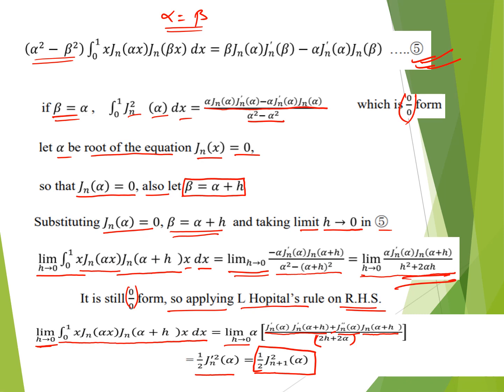So when alpha and beta are equal, then we have the integration 0 to 1 of x Jn.